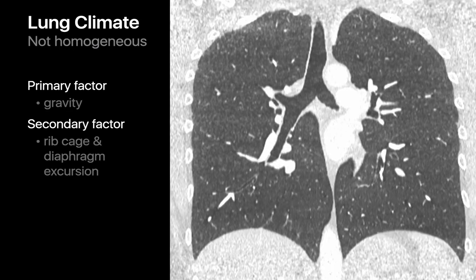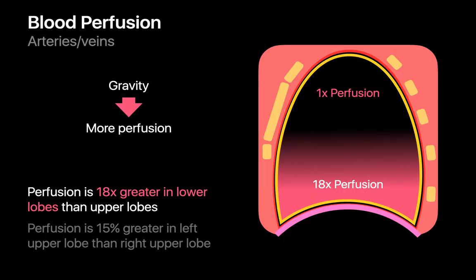Gravity, in addition to ribcage and diaphragm motion during each respiratory cycle, influence how well each of the three major systems that support the lungs work in different regions of the lungs. Gravity has a substantial effect on the distribution of blood perfusion in the lungs. The lower lungs see up to 18 times more blood perfusion than the upper lungs.